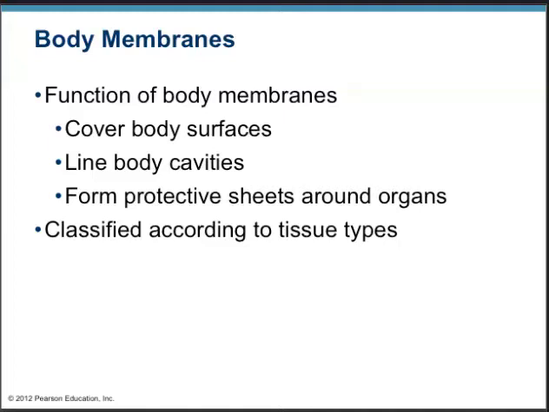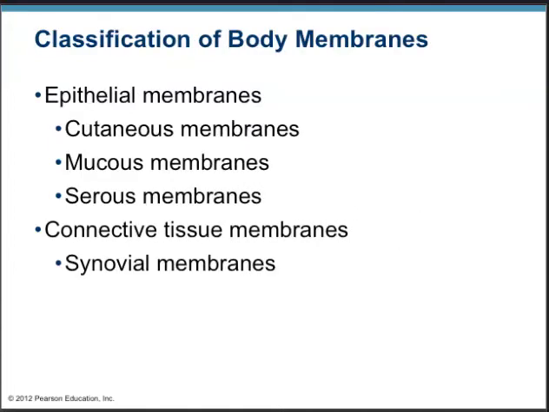So the function of these body membranes is to cover body surfaces, line body cavities, and form protective sheets around organs, and they're classified according to their tissue types. Among the epithelial membranes include cutaneous, mucous, and serous membranes, and among connective tissue membranes include the synovial membranes.